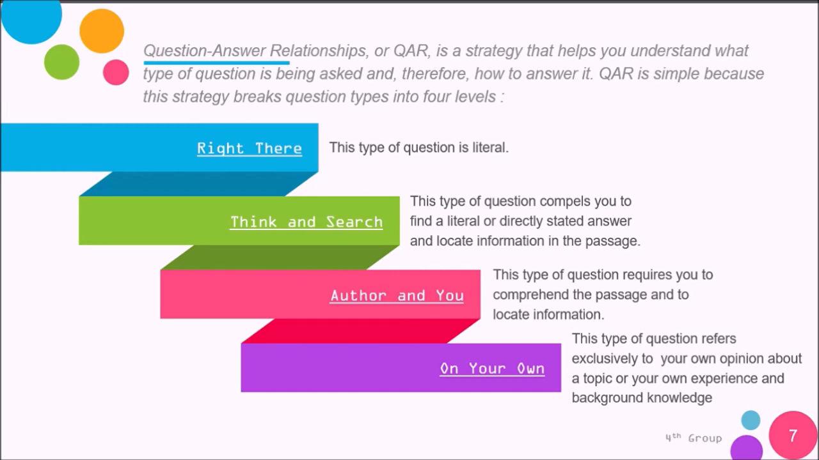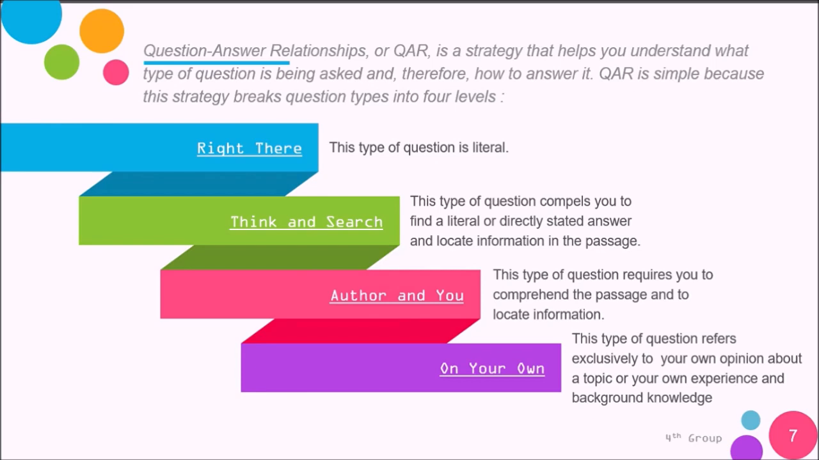Question-answer relationships, or QAR, is a strategy that helps you understand what type of question is being asked and, therefore, how to answer it. QAR is simple because this strategy breaks question types into 4 levels. 1 is Right there. This type of question is literal. 2. Think and search. This type of question compels you to find a literal or directly stated answer and locate information in the passage. 3.